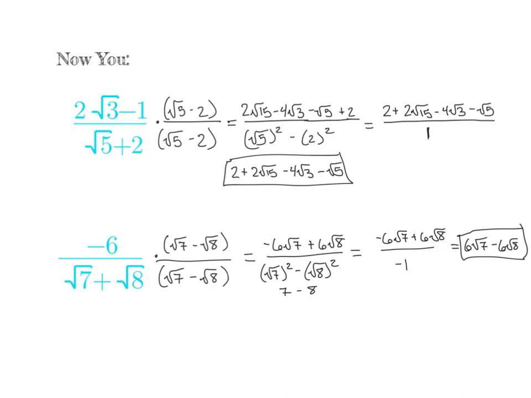Alright, so here are the answers for these two problems. So the first one is 2 plus 2 square roots of 15 minus 4 square roots of 3 minus square root of 5. The order does not matter because of the commutative property of addition.